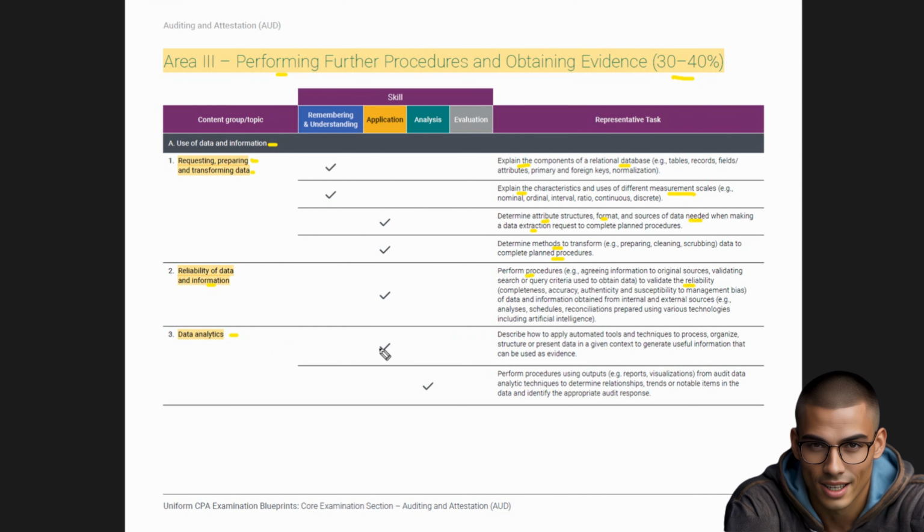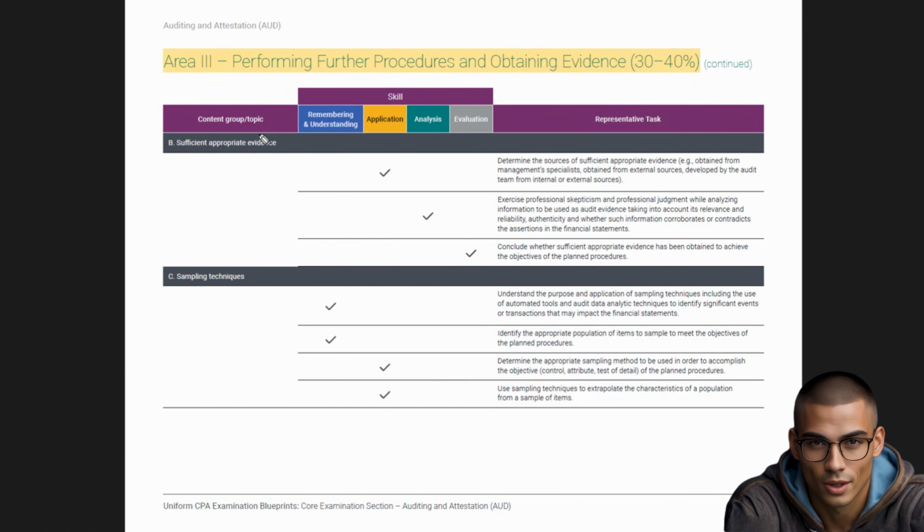Next, we have data analytics, where you'll need to be able to describe how to apply automated tools and techniques to process, organize, and structure and present data. And you'll need to be able to perform procedures using outputs from the audit data and analytical techniques to determine relationships. Continuing on with Area 3, we need to understand the concept of sufficient appropriate evidence, where we'll need to be able to determine the sources of sufficient appropriate evidence.